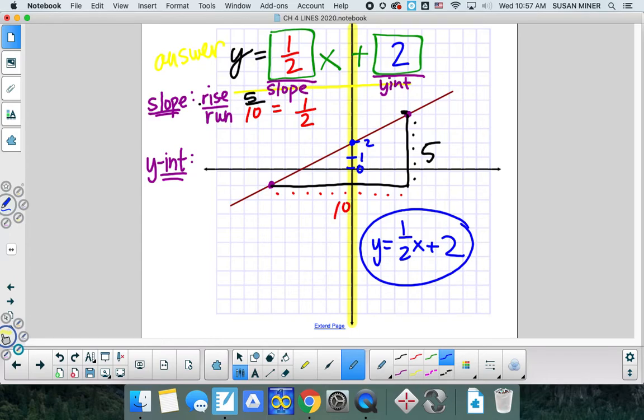All right, so from a graph, it's pretty easy. The two things I need to identify are the slope and the y-intercept. And those are the two things that we're going to be finding from all of our information. From a graph, I can look at the graph and use the graph to help me find those two pieces of information in order to be able to write the equation.